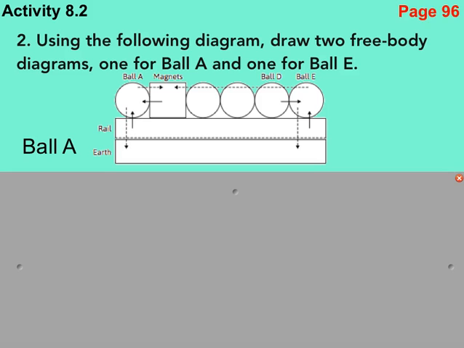So let's look at number 2. Number 2 says, use the following diagram. Draw two free body diagrams, one for ball A and one for ball E. If you look at this, you'll see that by ball A, they have in the diagram all the forces you need to draw the free body diagram. If you had to do something like this in a test, just look at the drawing. The answers are there for you. So go ahead, pause the video, and try drawing two free body diagrams, one for ball A and one for ball E. Go ahead and pause the video now.